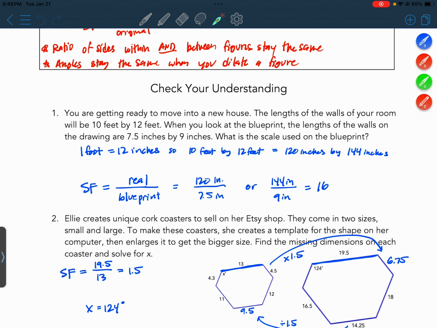All right, now to find the scale factor, what I decided to do was take one of the real measurements and divide it by the blueprint measurement. So I did 120 inches divided by 7.5. I also did 144 inches divided by 9. They give me the same ratio, okay? Which is 16. So this tells us that the actual dimensions of the room are 16 times bigger than what's shown in the blueprint.